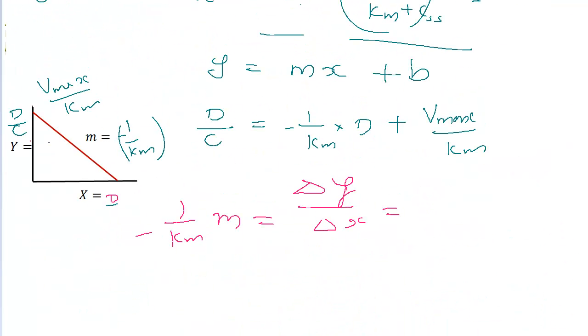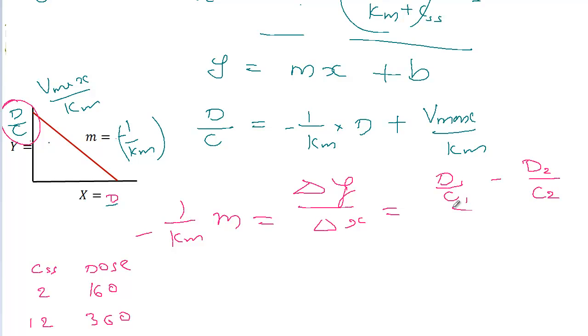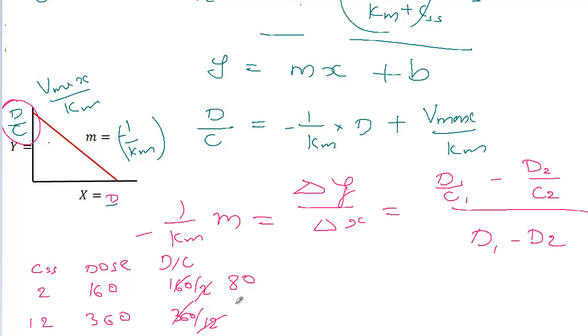Let's write that down. Concentrations at steady state are 2 and 12, and the dose is 160 and 360. The first step is to find D over C, because our delta y is D over C of the first point minus D over C of the second point, divided by D1 minus D2. So D over C: 160 divided by 2 is 80, and 360 divided by 12 is 30.